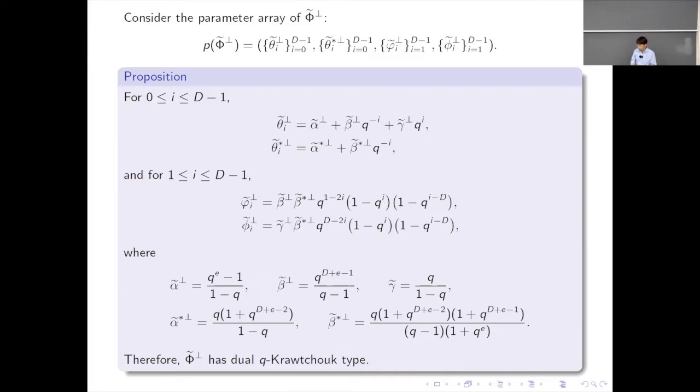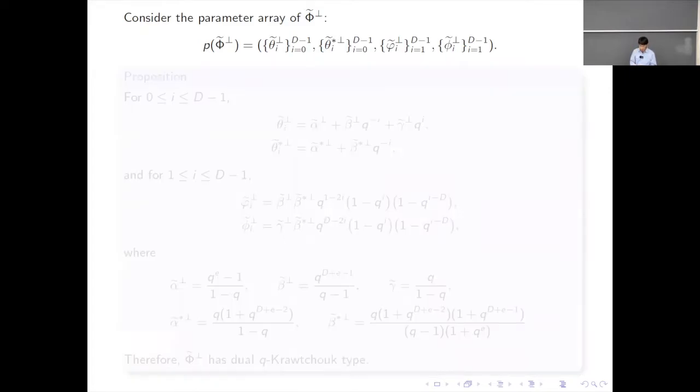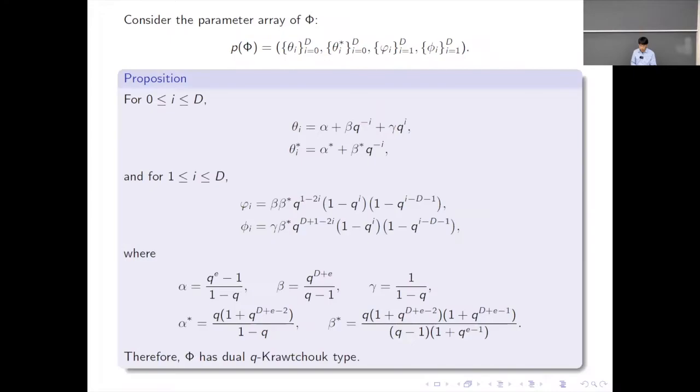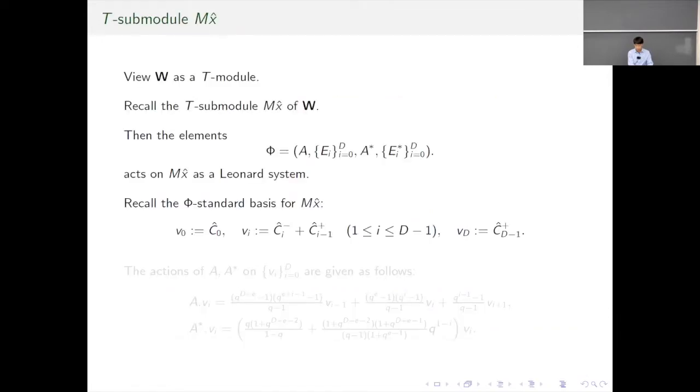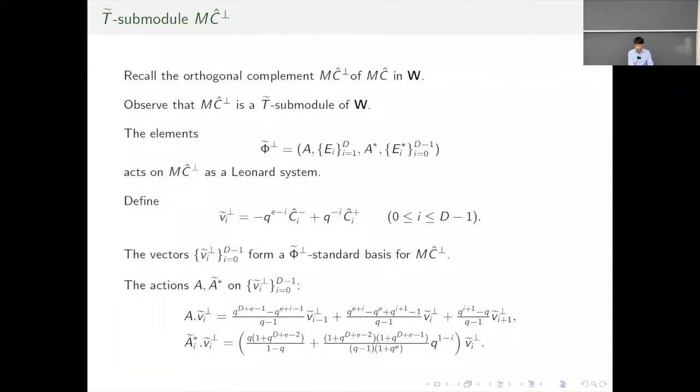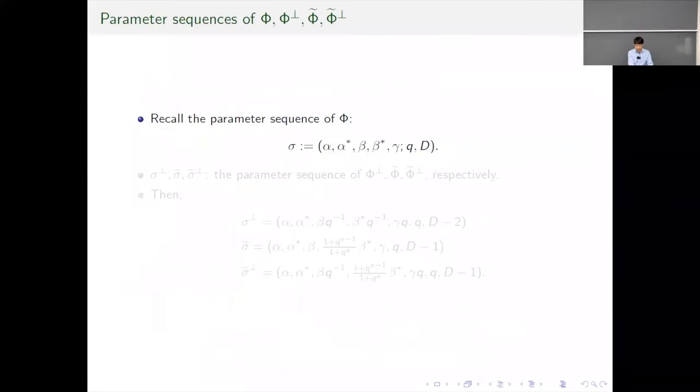So actually, earlier, in our primary P module, we have four summands here, and we actually obtained all Lambda systems for the summands, and also described the parameter arrays. It turns out that every Lambda system on each summand is dual q-Krawtchouk type. And then let me just display all the parameter sequences for each Lambda system.